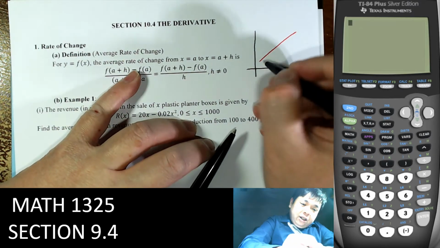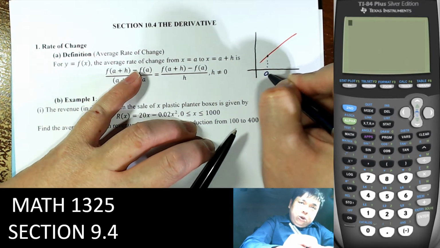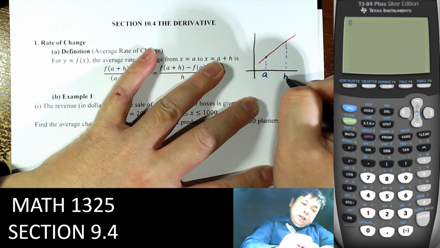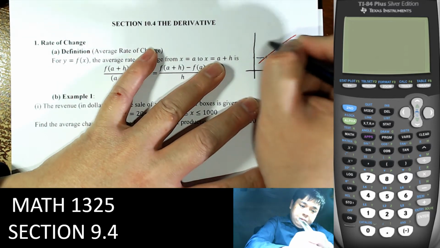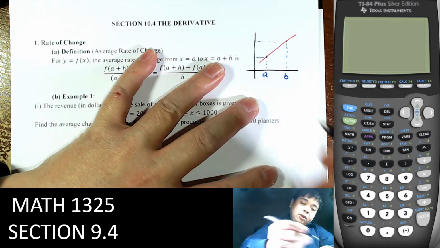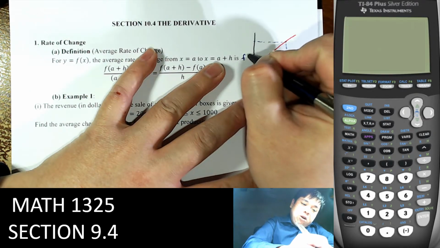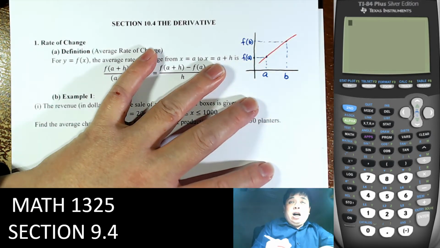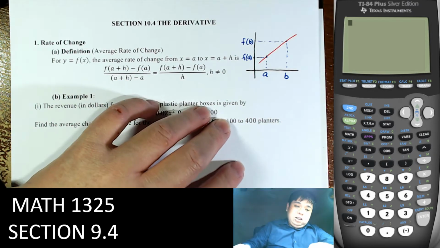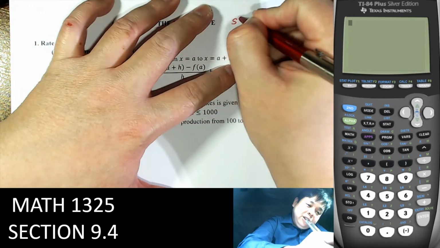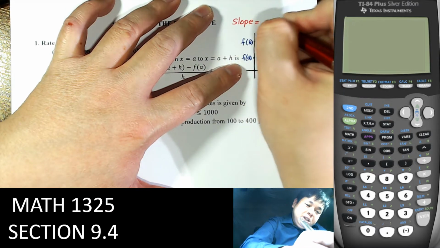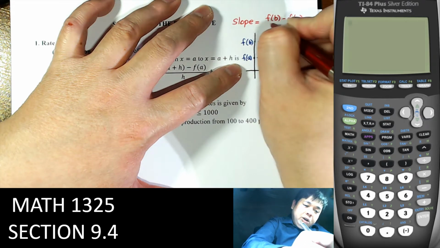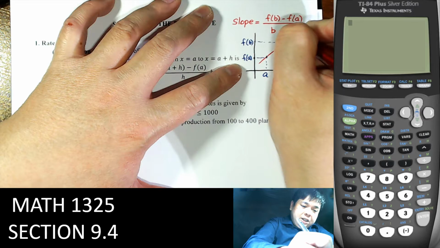And we have x equal to a going to x equal to b. And these are the values of the function when x equal to a, and the values of the function when x equal to b. So in that case, the slope of this line is just equal to the difference in the y over the difference in x.